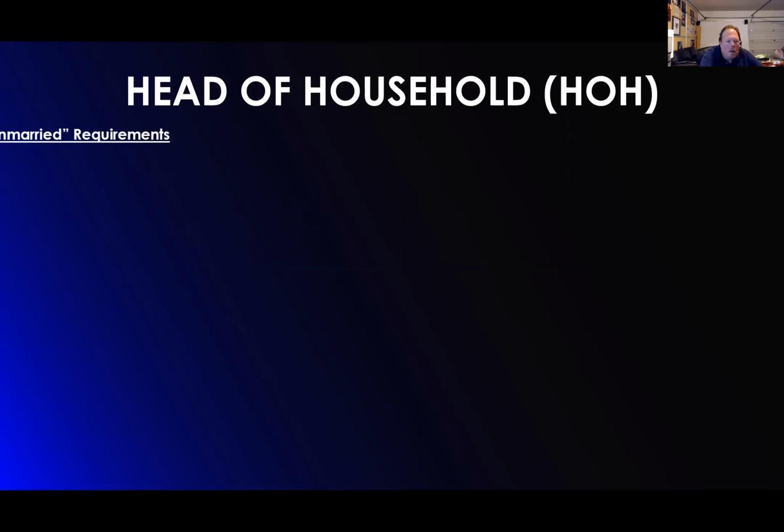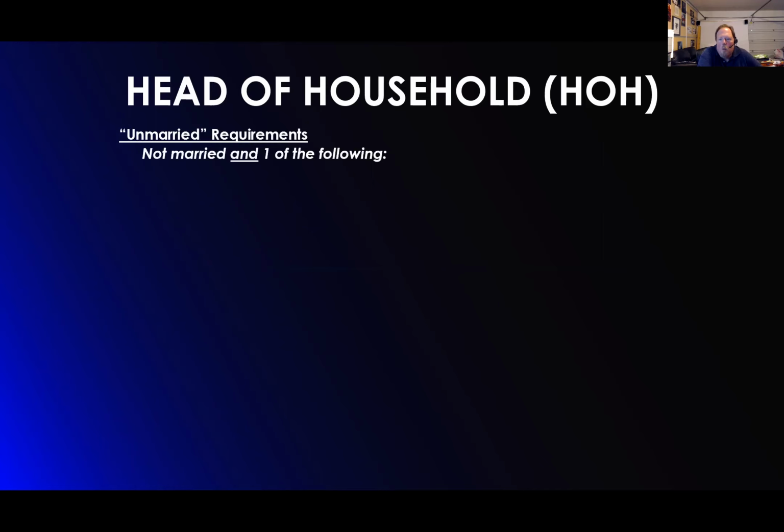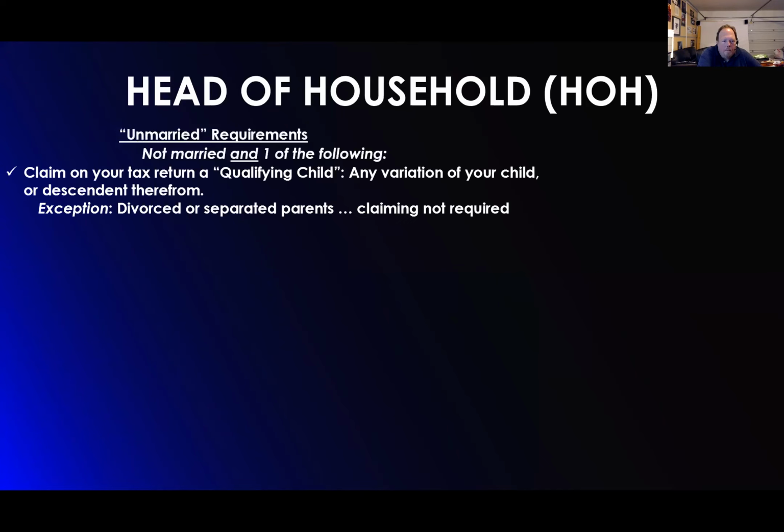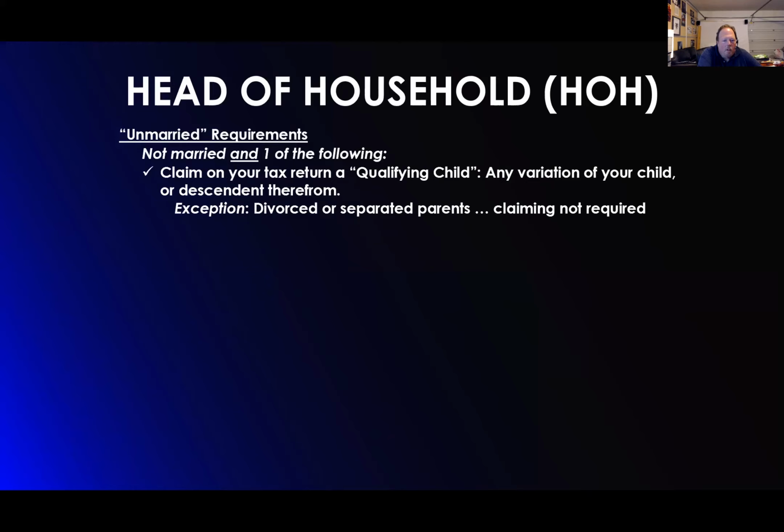Now, unmarried requirements. Not married and one of the following. You claim them on your tax return as a qualifying child or any variation of your child, except divorced or separated parents. The claim is not required. Now, this is where it gets a little complicated. The wording on this, too, is a little bit strange.